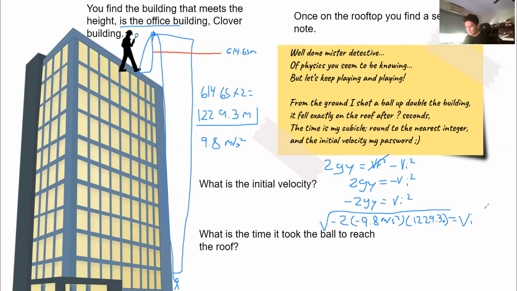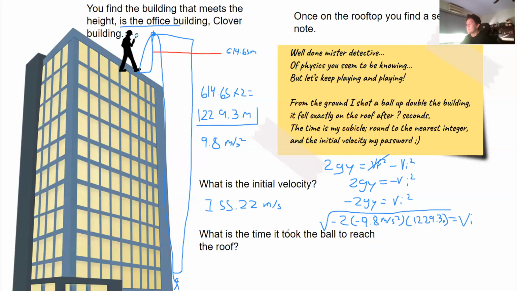Just double checking that everything's all right. And we get that the initial velocity is 155.22 meters per second. Meters per second, excuse me.